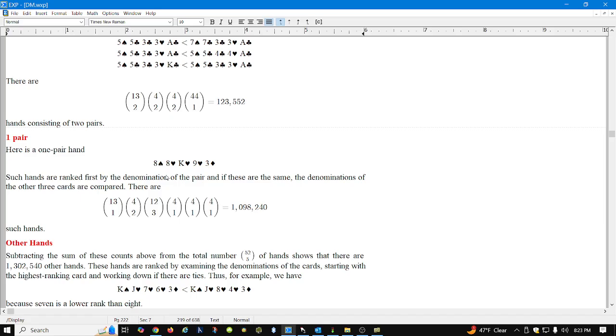1 pair. For each of the 13 denominations, choose 1. For those 4 cards, choose 2 for your pair. Now you need to choose 3 other denominations to make sure you don't end up with 2 pair or a full house. For each of those denominations, choose 1 card. 1,098,240.